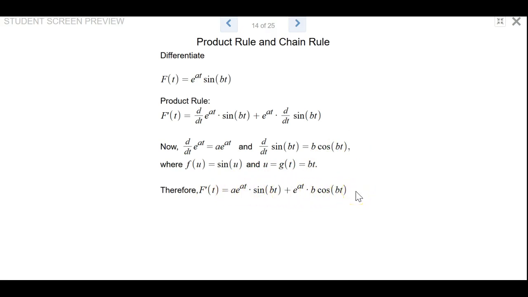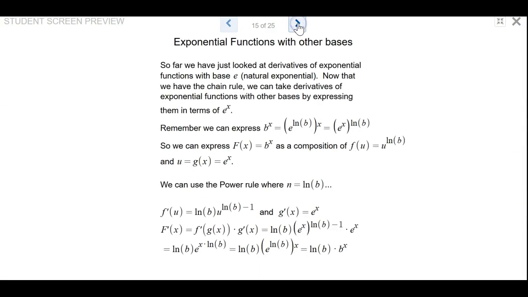Notice that if we got higher order derivatives, if we kept differentiating this, a pattern would emerge, because you'd alternate between sine and cosine for the derivative, and then you would just be getting higher powers of b and higher powers of a.